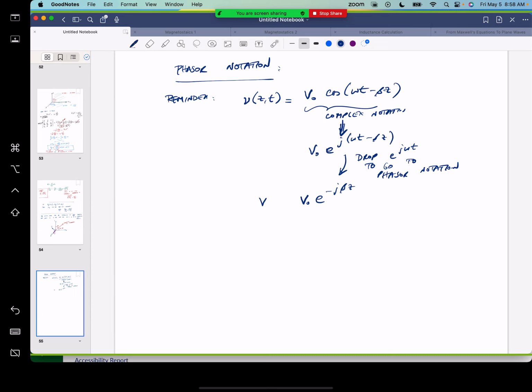So that ended up being the phasor notation of the same thing. So this would be the phasor equivalent, V hat of z, which is only a function of z, V sub zero e to the minus j beta z. So we just dropped the omega t component. Okay, so this is what happens when you're traveling in the z direction only.